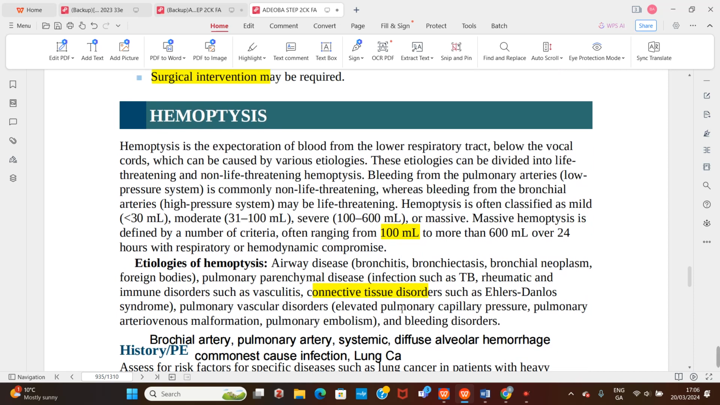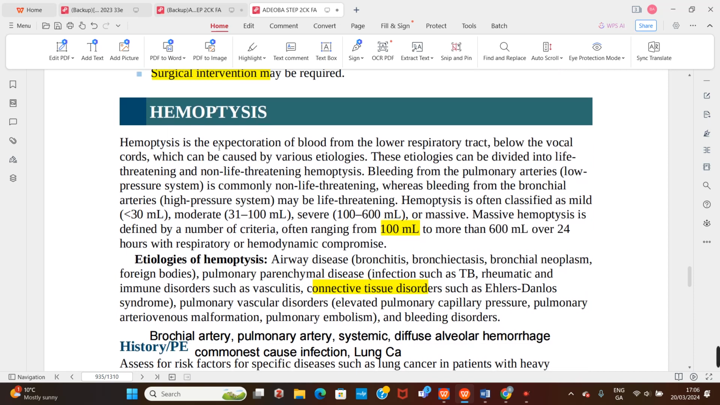So moving on to hemoptysis. Hemoptysis is just when we have expectoration of blood from the lower respiratory tract, usually below the vocal cords. So expectoration of blood from within the lower respiratory tract beneath the vocal cords. We can say that anything above is epistaxis in a way. So it can be divided into life-threatening and non-life-threatening.